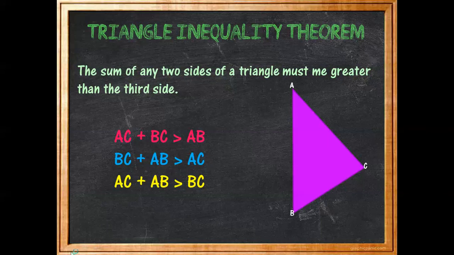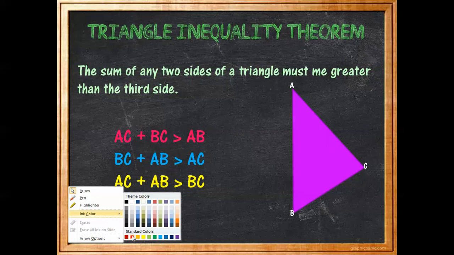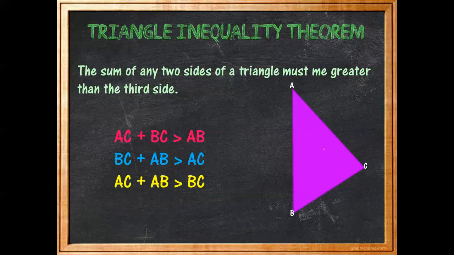In this video, we're going to talk about the triangle inequality theorem. The triangle inequality theorem states that the sum of any two sides of a triangle must be greater than the third side. So for example, on this one, AC plus BC has to be greater than AB. So side 1 plus side 2 has to be greater than side 3. BC plus AB has to be greater than AC, and AC plus AB has to be greater than BC.